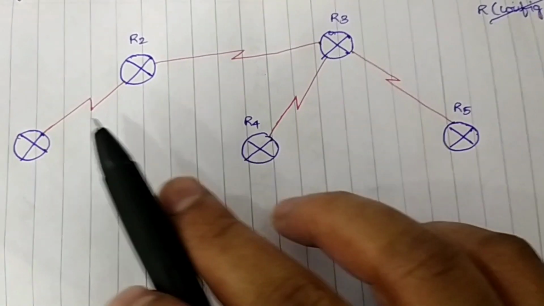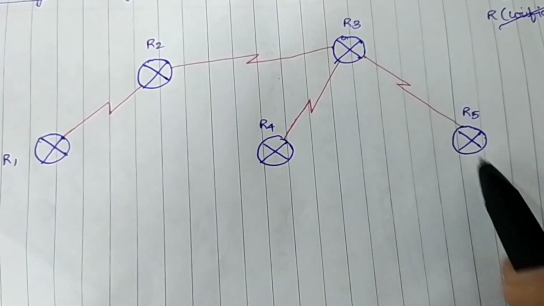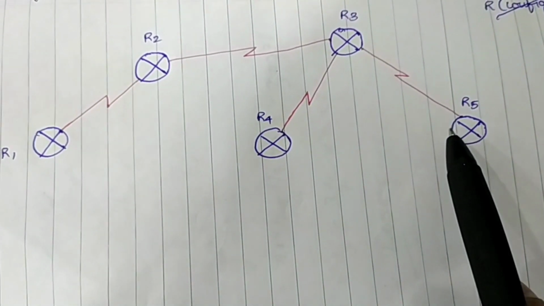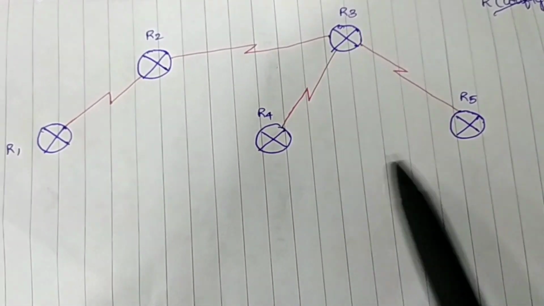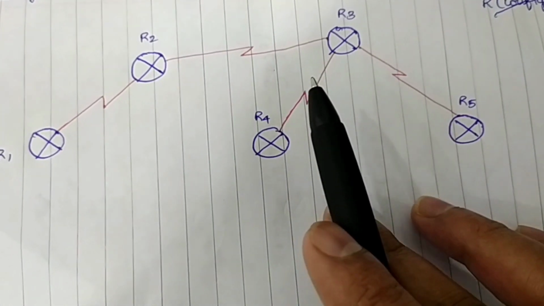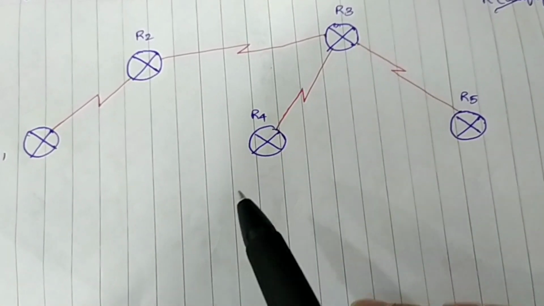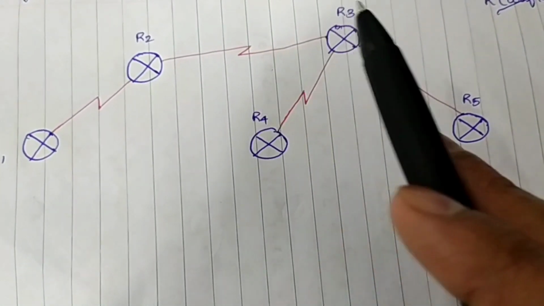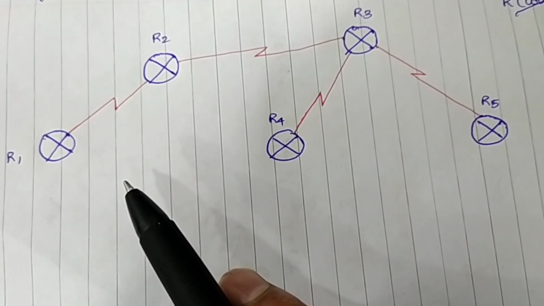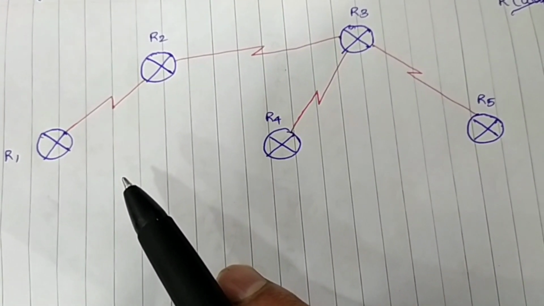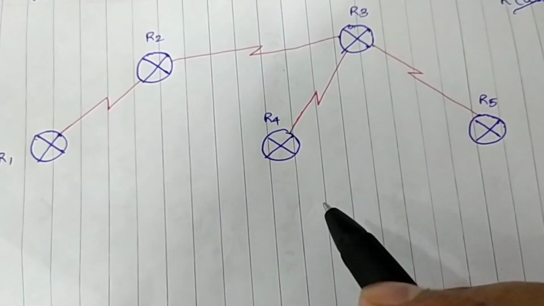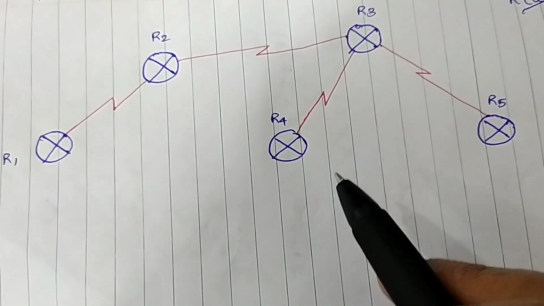We'll take one topology. Here, a total of 5 routers are connected: R1, R2, R3, R4, R5. Now in the question paper, they will ask you to do static routing on any one of the routers. Suppose they say, configure static routing on the appropriate router; questions like that will come.